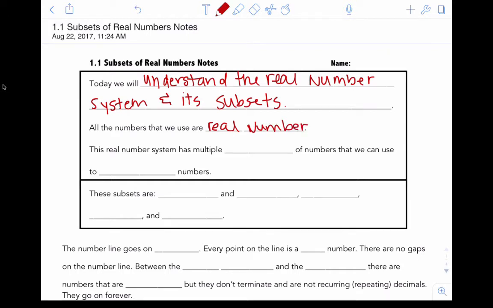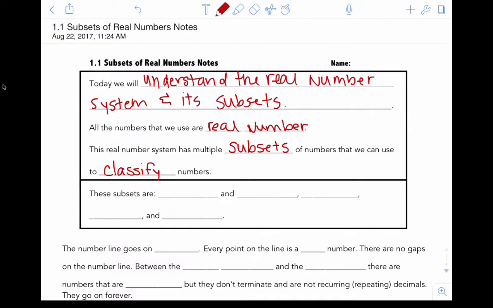So the real number system, the whole system that has all of these numbers that we've ever used, has multiple subsets of numbers that we can use to classify these numbers. We use these subsets, which I will define a little bit more in just a moment, to classify numbers. So we'll be able to explain and group up numbers in different ways.